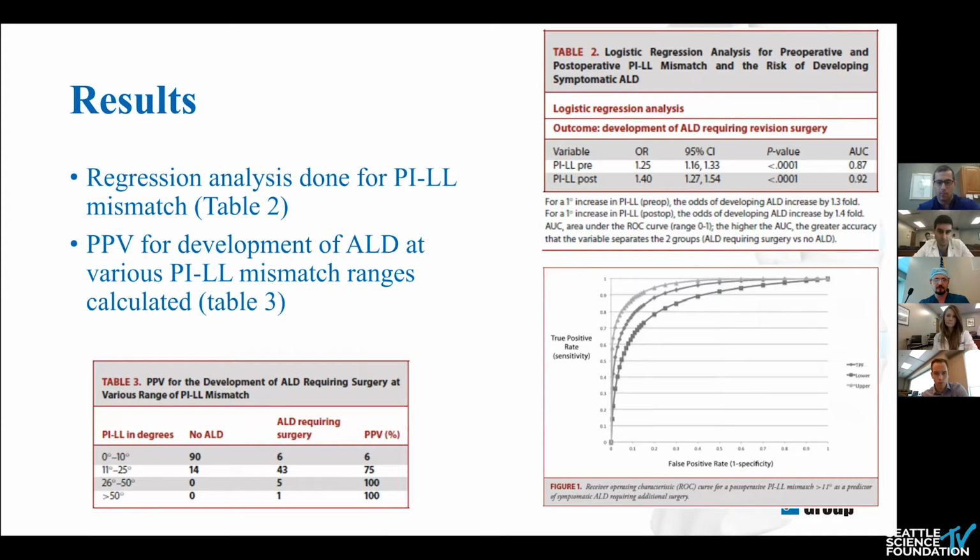They also performed a regression analysis for PI-LL mismatch, which is shown here in table 2. They found an odds ratio of 1.25 of developing ALD with a PI-LL mismatch preoperatively and a 1.4 odds ratio of developing ALD with postoperative PI-LL mismatch. In table 3, the development of ALD for various PI-LL ranges was calculated and shown. They quoted a 75% positive predictive value if your PI-LL difference is 11 to 25, and 26 or greater was 100% predictive.